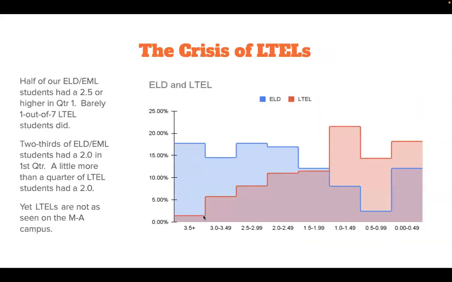The crisis of LTEL is shown here. We talk a lot about the ELD students and how to support them, but really they do a lot better in the blue represented areas here. So they have more high-end GPAs. This is first quarter. More at every level until we get down to just below 2.0 is almost equal. And then LTELs have far more below a 1.5. So there's far more crisis among LTELs than the ELD, EML students. So half the ELD students have 2.5 or higher versus 1 out of 7 LTEL students. So really the LTELs can blend right in.